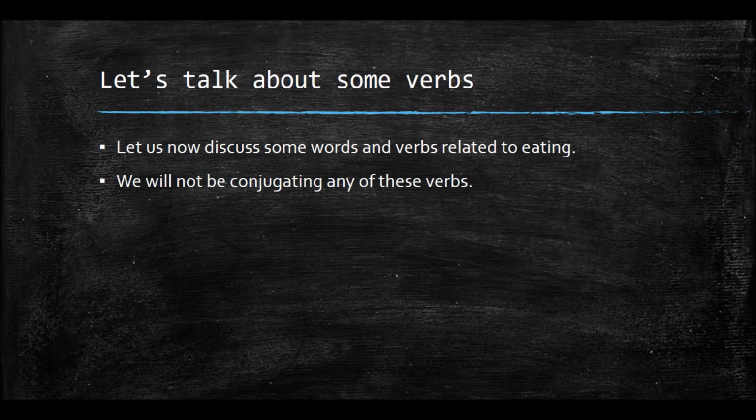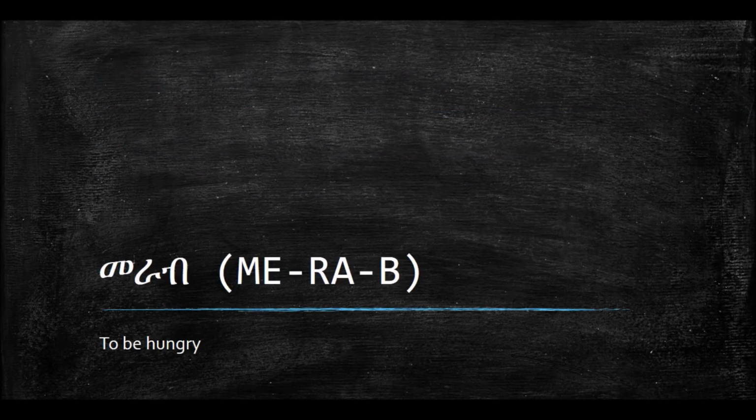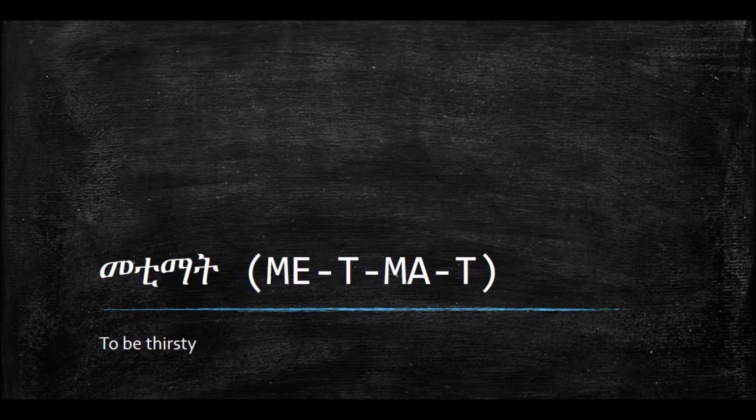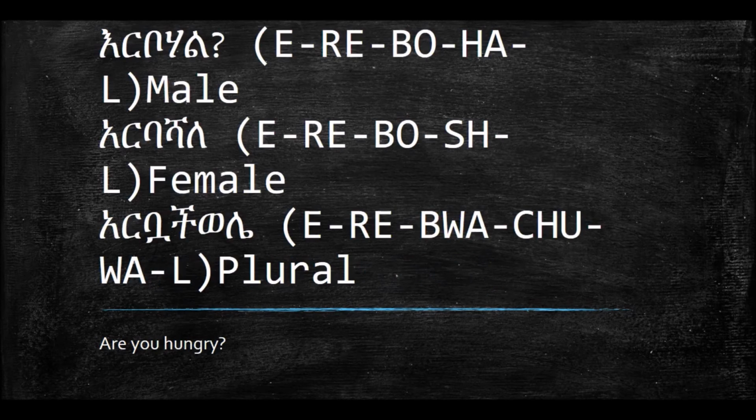Remember, we will not be conjugating any of these verbs. To be hungry is merab. To eat is meblat. To be thirsty is metmat.